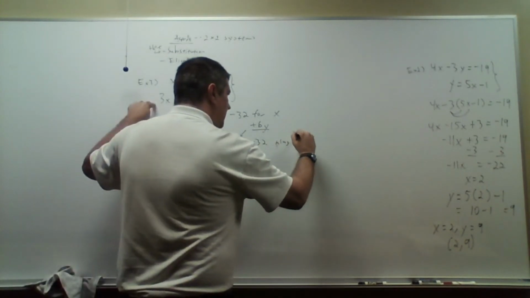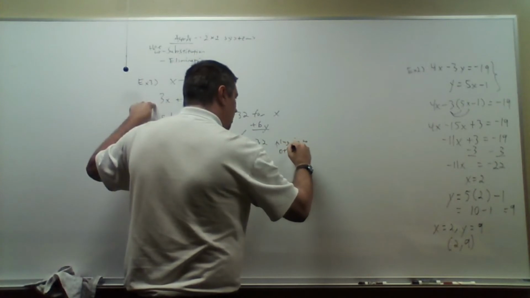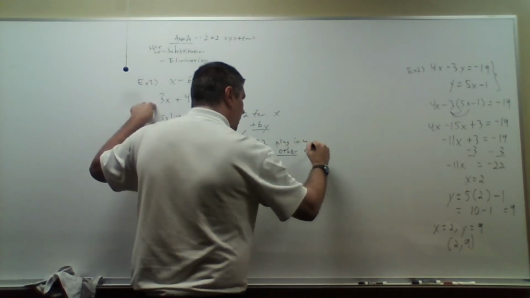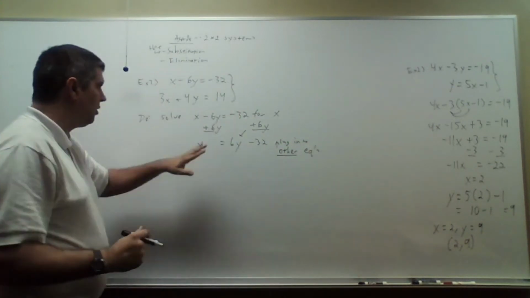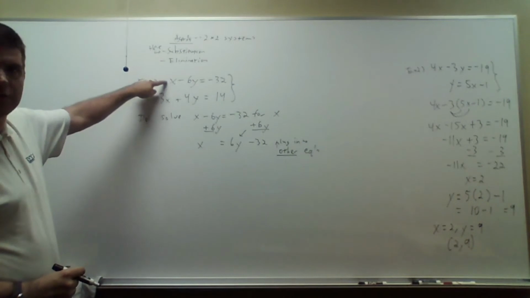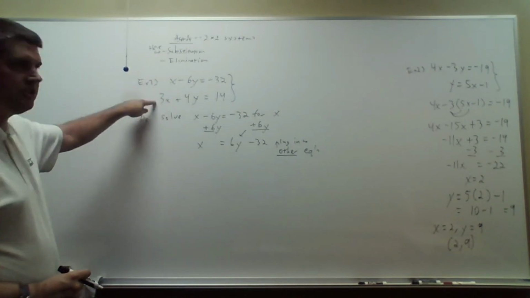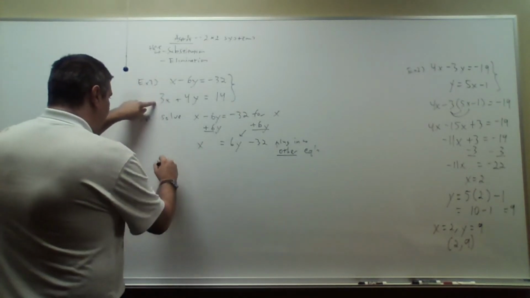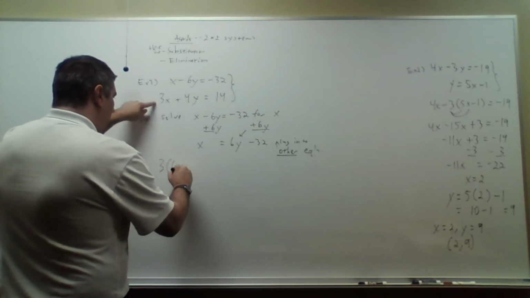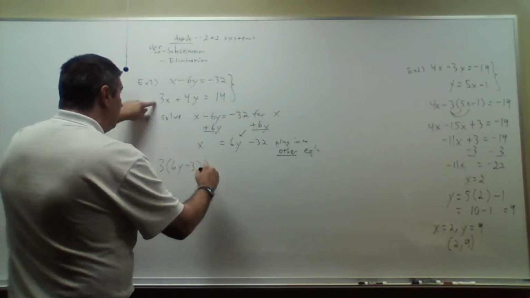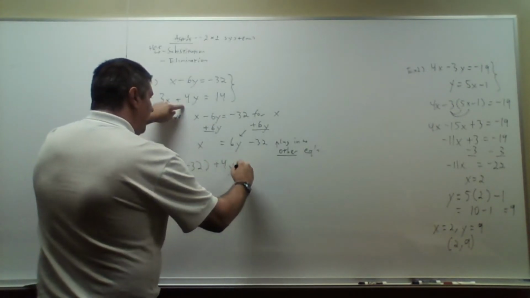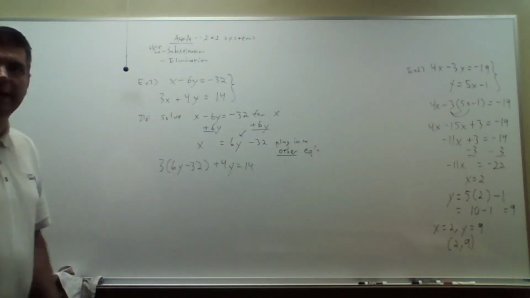Plug into the other equation. So this was the equation I solved. This is the equation I messed with. It needs to go into the other one. So we'll have 3 times 6y minus 32 plus 4y equals 14.